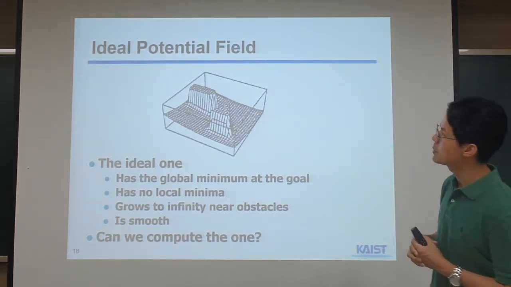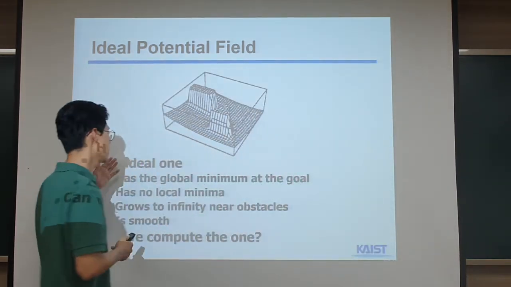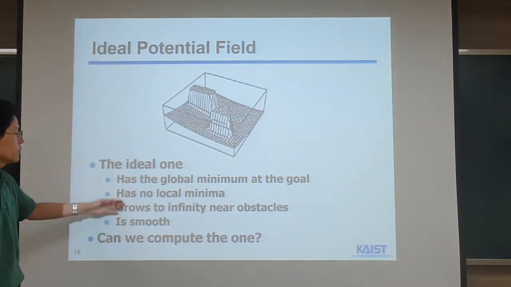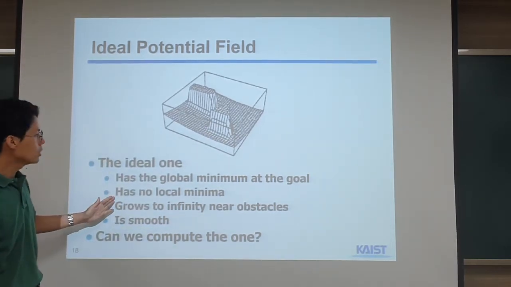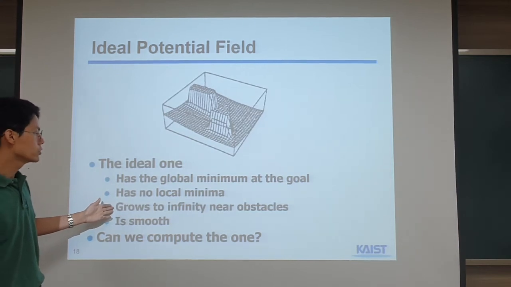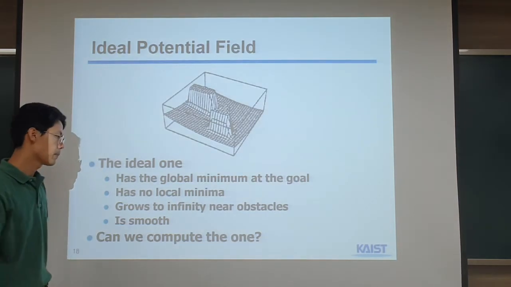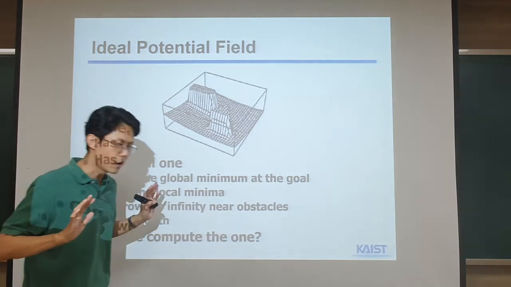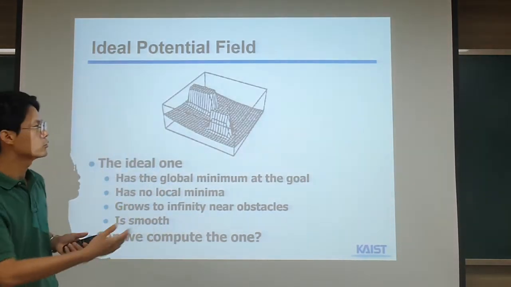First of all, what might be the ideal potential field? Basically, the ideal potential field should satisfy these properties. First of all, it has the global minimum at the goal. It also has no local minima. I will talk about this concept of local minima. And it should grow to infinity near the obstacle, so that we do not get close to the obstacle, right? And everything should be smooth. Otherwise, we give the force to the robot abruptly, and there could be a lot of issues in terms of controlling the robot, right?